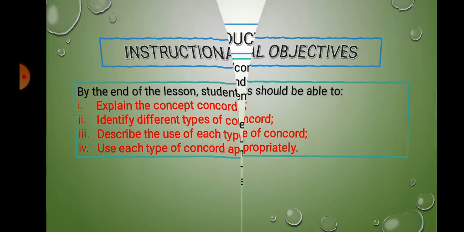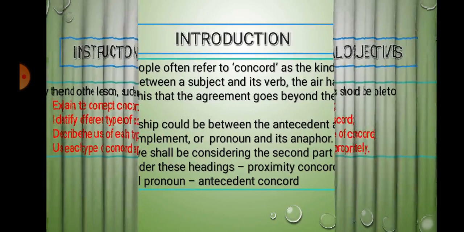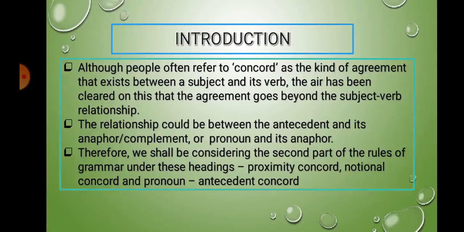Good. By way of introduction, although people often refer to concord as the kind of agreement that exists between a subject and its verb, the air has been cleared on this that the agreement goes beyond the subject-verb relationship. The relationship could be between the antecedent and its anaphor, or complement, or pronoun and its anaphor. Therefore, we shall be considering the second part of the rules of grammar under these headings: proximity concord, notional concord, and pronoun antecedent concord.